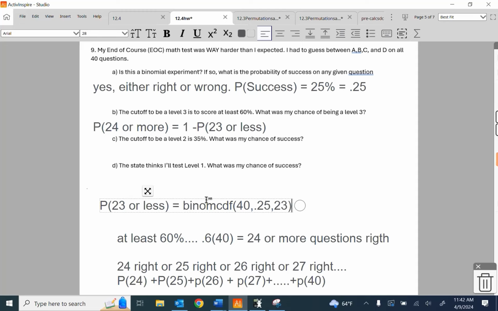Now the C stands for cumulative. All right? So binomial CDF finds the probability of 0 plus the probability of 1 plus the probability of 2 plus the probability of 3 and so forth. It does it all for you. So I can use that one.